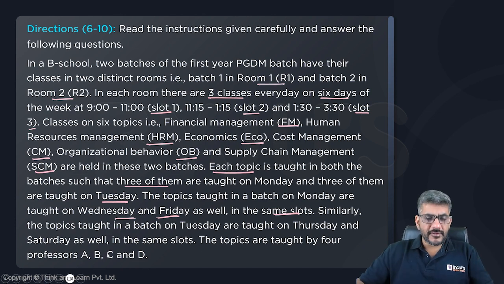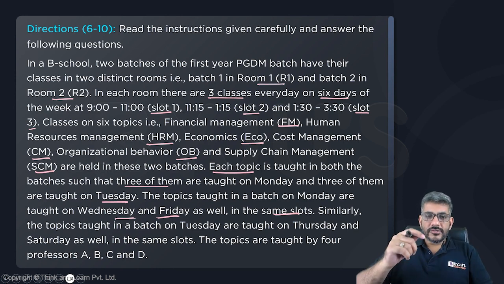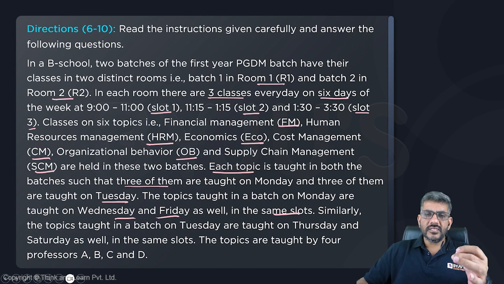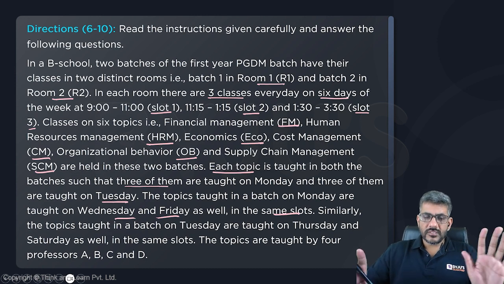So till now what I have understood, that 4 professors ABCD are teaching 6 topics, and each of the 6 topics must be taught in both the rooms. 3 of the topics are taught on slot 1, slot 2, slot 3 on Monday, Wednesday, Friday, and 3 of them are taught in slot 1, slot 2, slot 3 on Tuesday, Thursday and Saturday. This is what we have got till now.